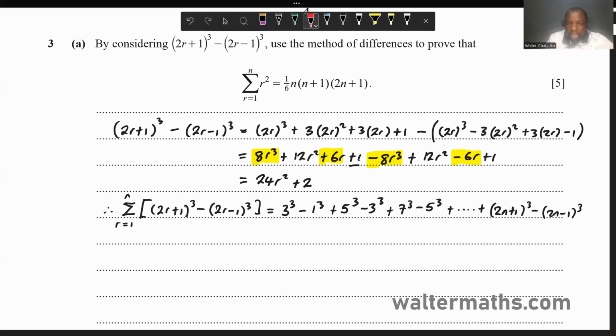Now, we can see here that these terms add together and they give us 0. And so will 5 cubed and minus 5 cubed. So this one will be eliminated as well.